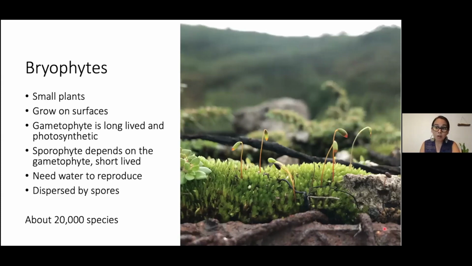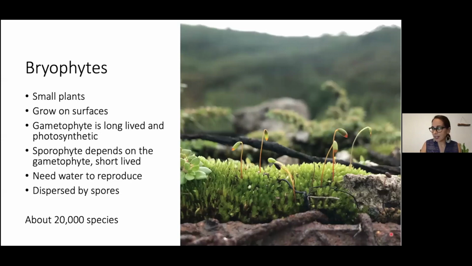In the world, there are around 20,000 species. And when you think about mosses or liverworts or bryophytes in general, you don't think that there are so many, but they are actually the second largest group of plants. So there are more species of bryophytes than there are of conifers or pines.